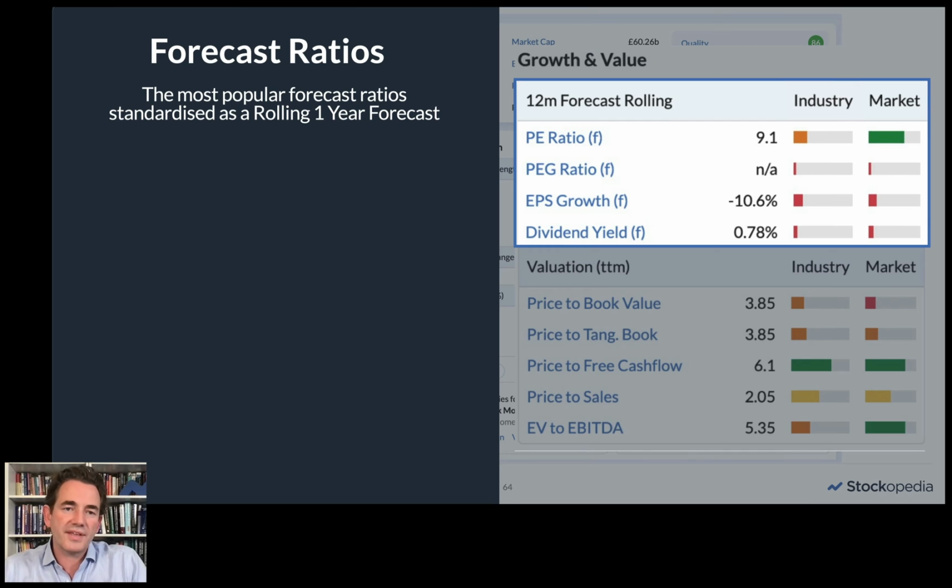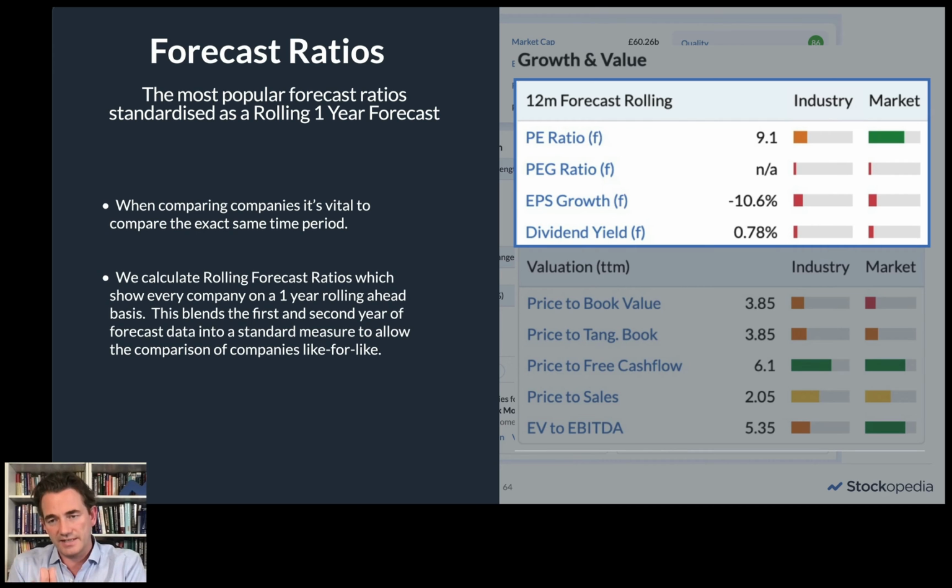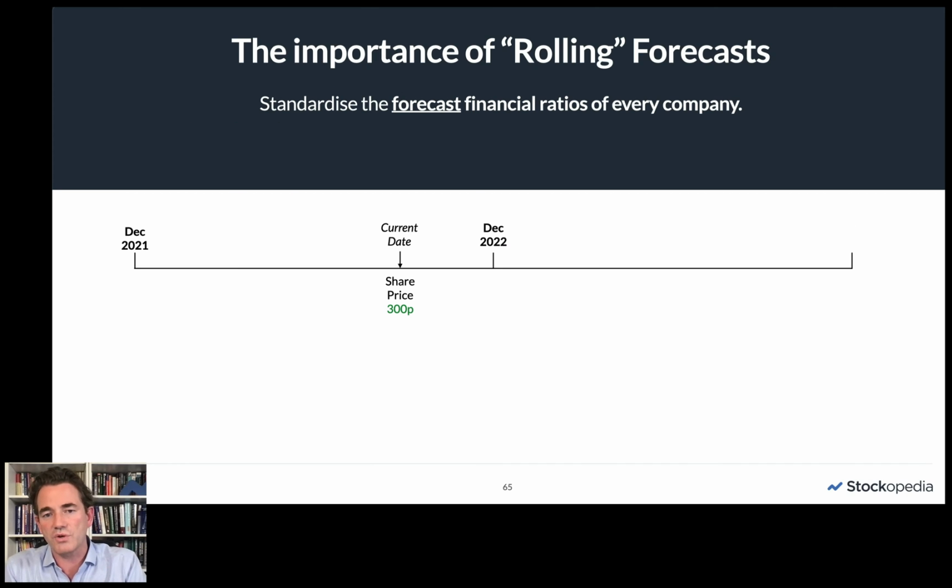And one important thing to bear in mind here, these are forecasts. We use rolling 1-year forecasts. This is quite an important point because you can get really led astray by comparing companies that have different year-end dates. And I want to run through a quick example of this just to show you what I mean. Imagine a company has a current date, it's not September, but call it September, and let's say it has a share price of 300p, and it has a year-end date at the end of December. And so if its forecast earnings were 20p, it would be on a P/E of 15 on a forecast basis.